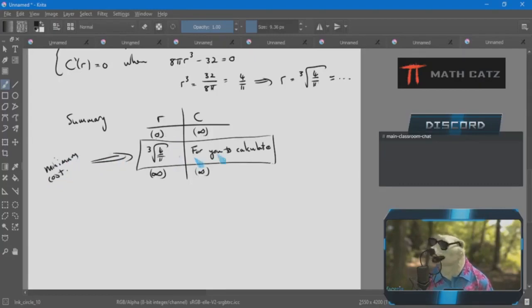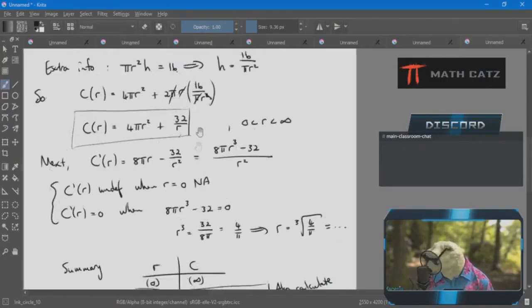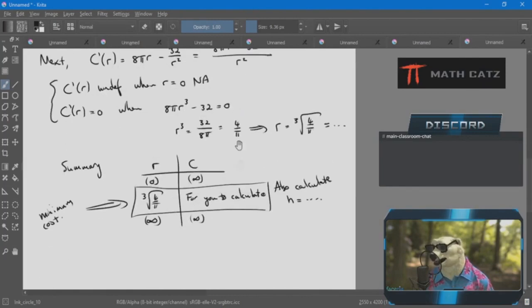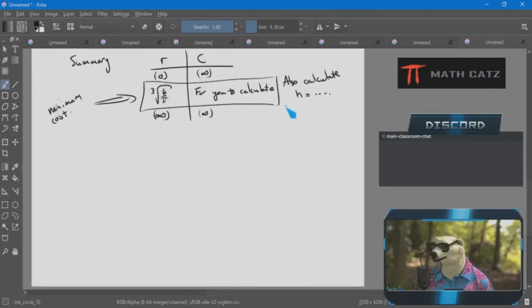And of course, I have to also calculate the corresponding h value, but that's not hard to do. Unless you don't know the MathBot commands, I just use the relationship between h and r, plug it in, calculate h, and in your concluding sentence, you just have to write the full dimensions of the cylindrical can and the minimum cost as well. So I leave that to you since we're out of time, but it's all just calculator stuff.